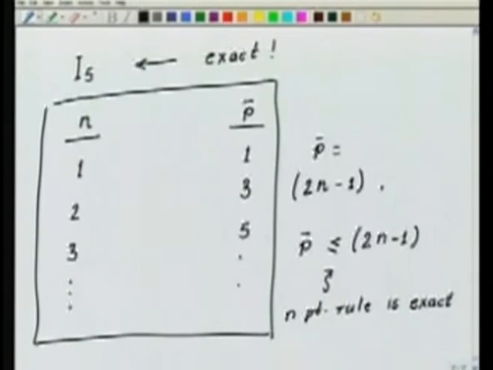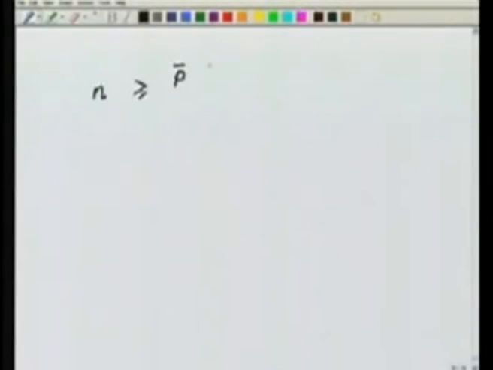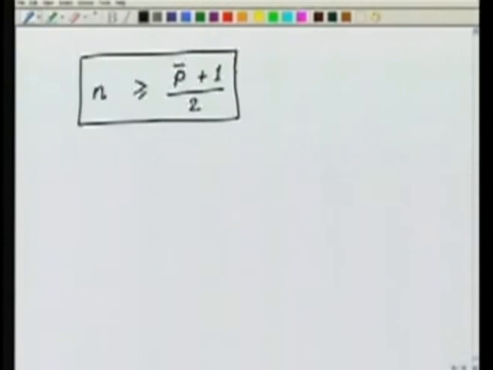So, how do I choose the appropriate integration rule? It is very easy now. If I have a polynomial of order p bar, then n should be greater than or equal to (p bar plus 1) by 2. If I use an integration rule with the number of points greater than or equal to (p bar plus 1) by 2, then I know this integration rule is going to give us an exact integral for that particular polynomial.